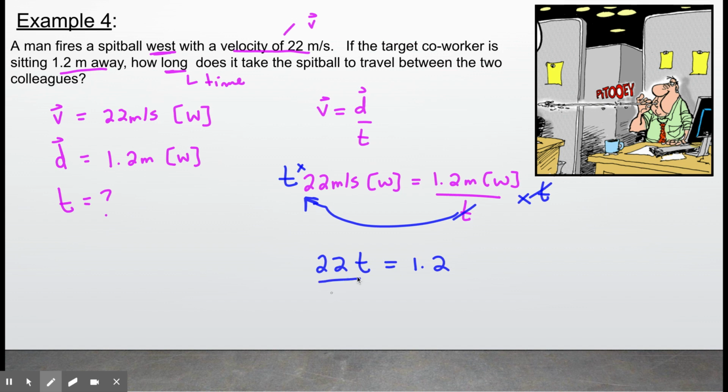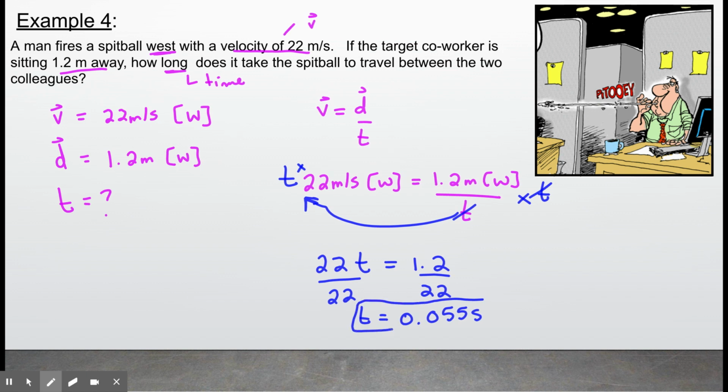I want to solve for t, so I'm going to divide by 22, divide by 22, and t should be equal to 0.055 seconds.